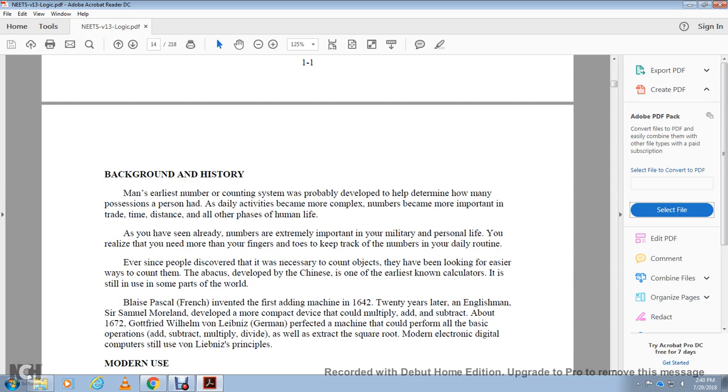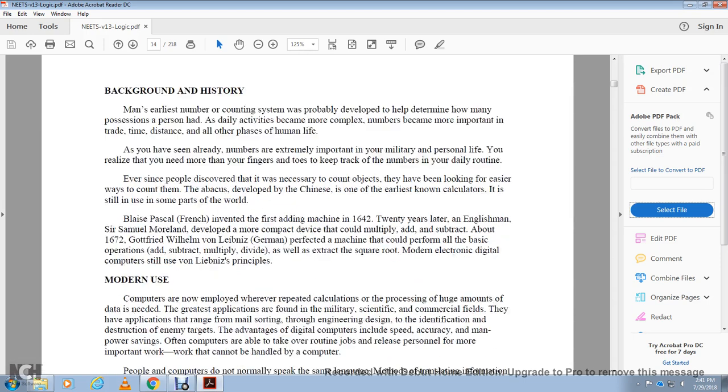The abacus, developed by the Chinese, is one of the earliest known calculators. It is still used in some parts of the world. Pascal, a Frenchman, invented the first adding machine in 1642. Twenty years later, the Englishman Sir Samuel Morland developed a more compact device that could multiply, add, or subtract. By 1672, the German Gottfried Wilhelm Leibniz perfected a machine that could perform all the basic operations: add, subtract, multiply, divide, as well as extract square roots. Modern electronic digital computers still use the von Neumann principles.